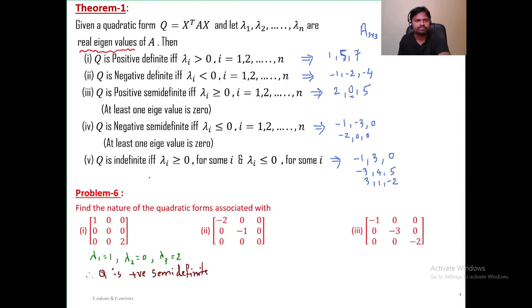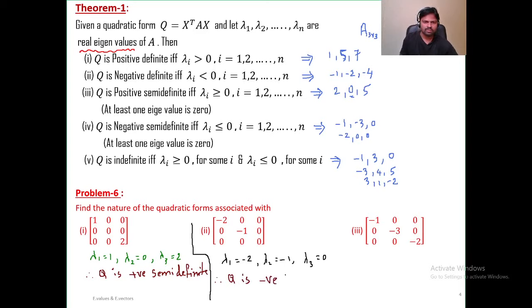Okay. So now similarly here for the second problem. Again, since it is a diagonal matrix, the eigenvalues are lambda 1 is -2, lambda 2 is -1, and lambda 3 is 0. Look, all the eigenvalues are negative and one is 0. Therefore Q is negative semi-definite. Negative semi-definite, like that. Okay.